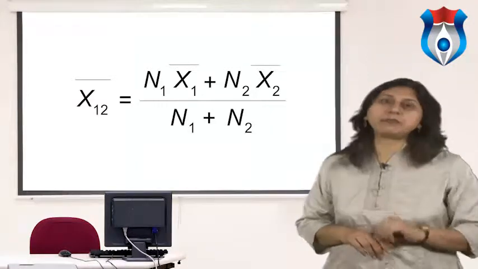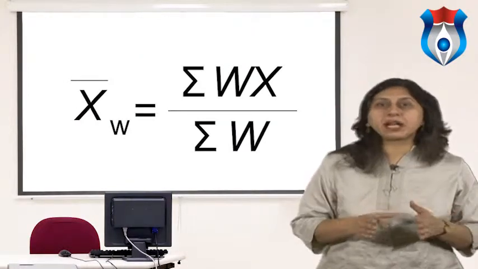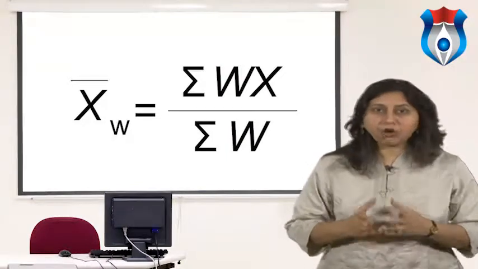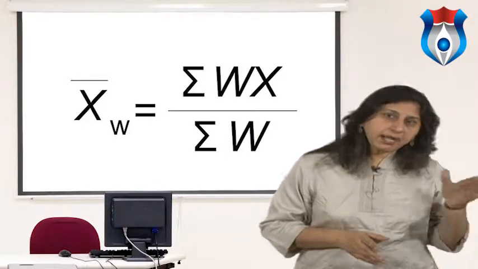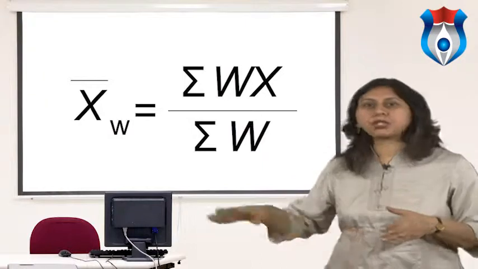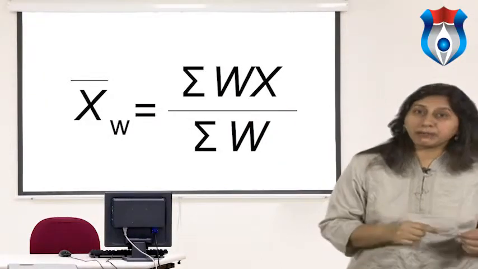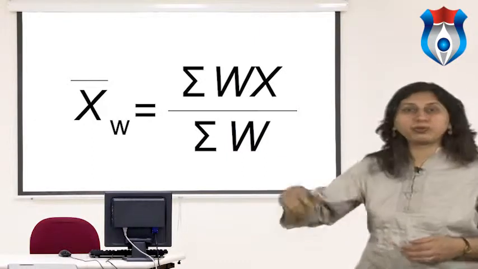Weighted mean is given by this, where x bar w is equal to weighted arithmetic average or weighted mean. Sigma wx is equal to total of products of weights and the variable. Sigma w is equal to total of weights.